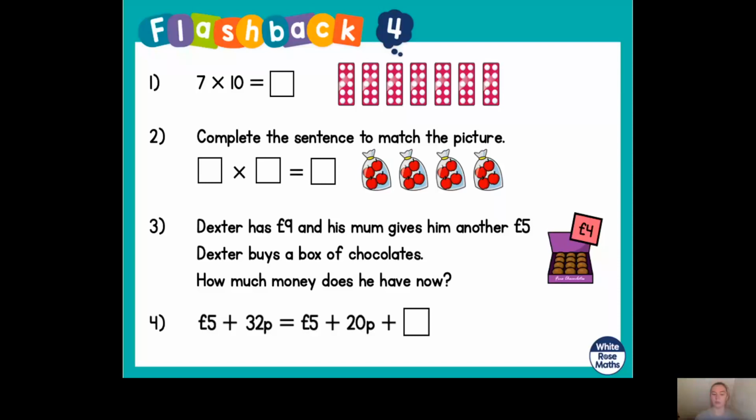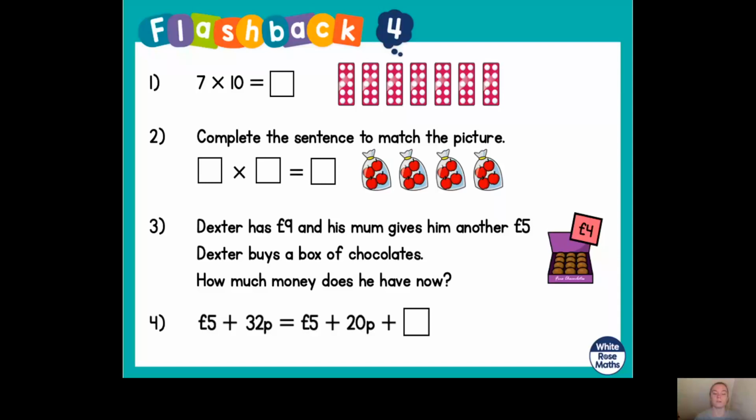Now, number 4, you need to make the 2 amounts equal. Okay, so on the first side, we have £5 plus 32 pence. And on the second side, we have £5 plus 20 pence plus, and there's a missing amount. So you need to work out what that missing amount is. Okay, pause the video now and have a go at these questions. Okay, should we work through them together to see if you are correct?